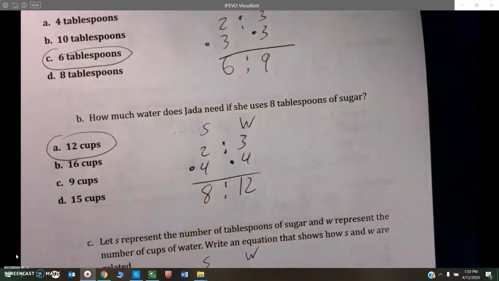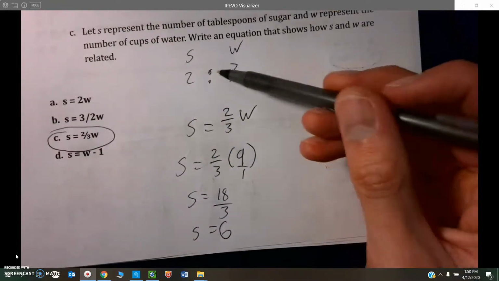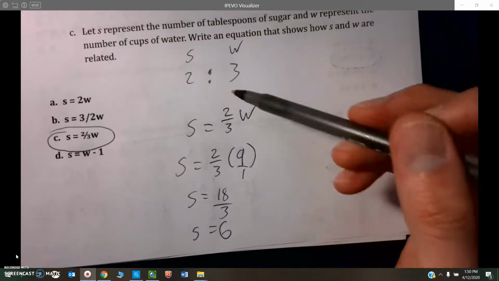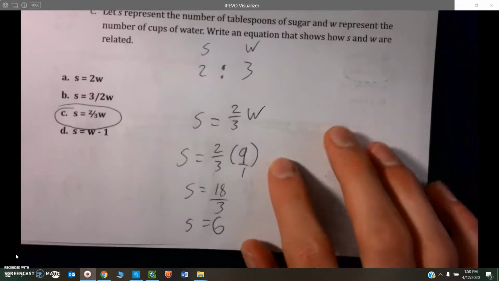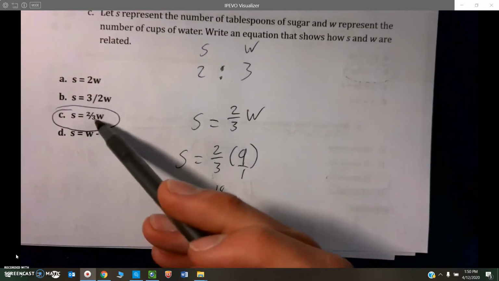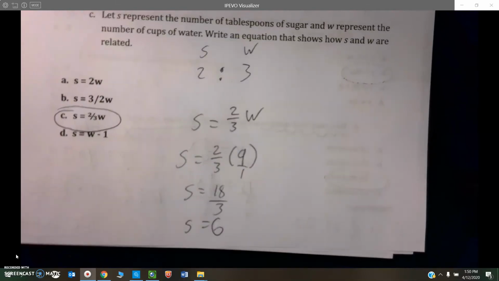So here we solved it with ratios. Here we solved it with an algebraic equation. So we can just see right here that we can turn ratios into fractions to solve expressions this way as well. So the amount of sugar is always 2/3 of the amount of the water that you use.